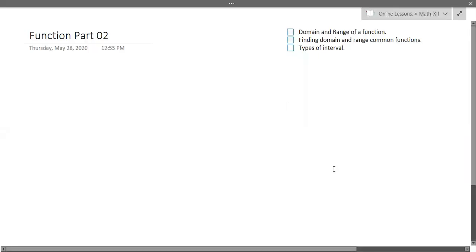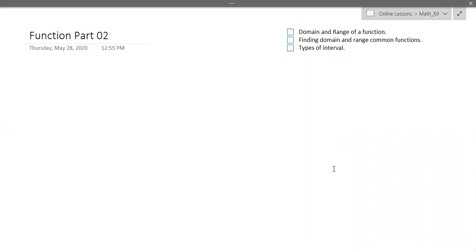Welcome all. In this video tutorial, we will be learning about domain and range of function, and we'll practice some examples of finding domain and range of some common functions, and we'll also learn about types of intervals. So let's start with the domain and range of the function.